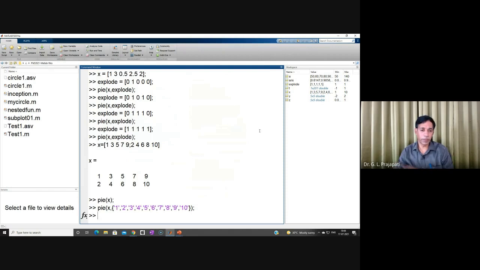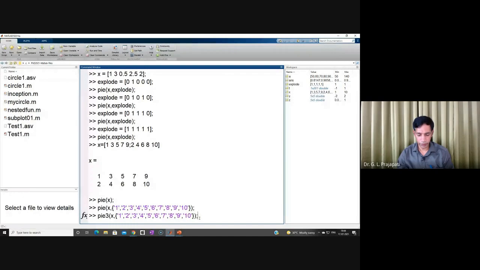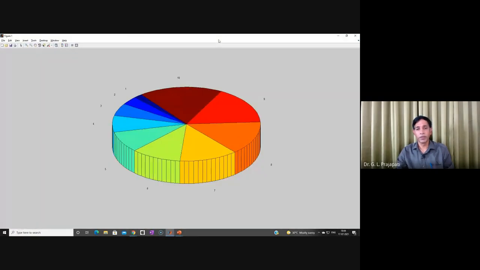Now this is the two-dimensional pie chart. If you want the three-dimensional one, you need to write 3 here, just 3. If you write 3 after pie, this means three-dimensional. Otherwise, it is two-dimensional.